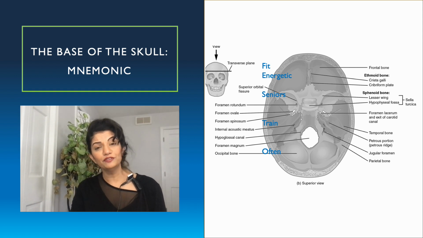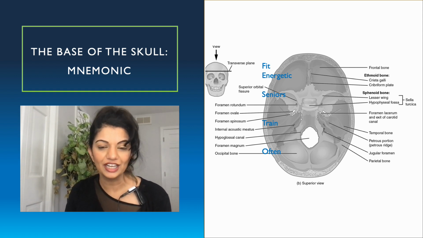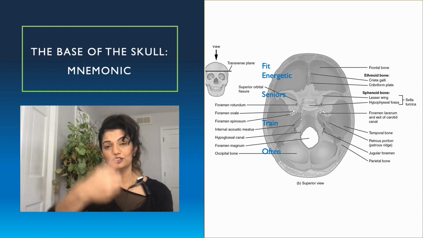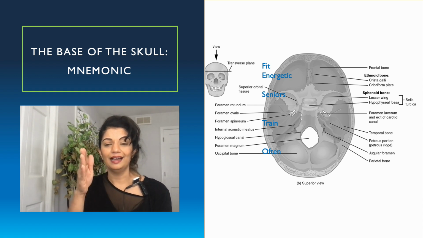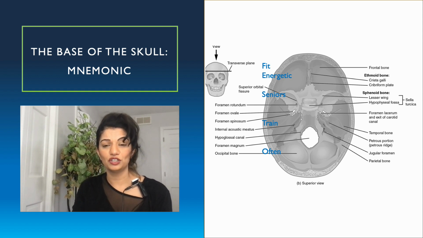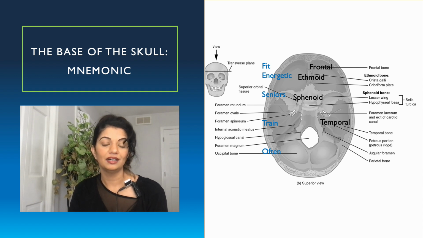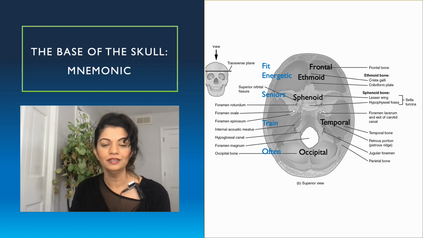A quick mnemonic for you here. It's fit, energetic, seniors, train often. Starting from the anterior to the posterior, you can see that each letter of the word corresponds to the bone. So we've got fit is frontal bone, energetic is going to be for the ethmoid bone, and then seniors is your sphenoid bone, train is temporal, and then often is occipital. So just a quick little mnemonic for you.